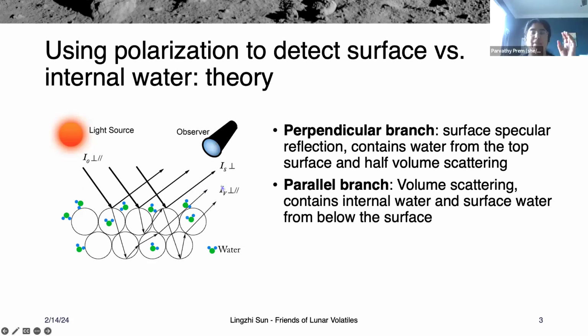If you have solar wind hydrogen being implanted, is it possible that it can be implanted at the very rim of the grain? Would the perpendicular be sensitive to that, or is it really only picking up what is outside the grain and adsorbed? If it's on the grain or near the surface, it should be sensitive to that, I think.